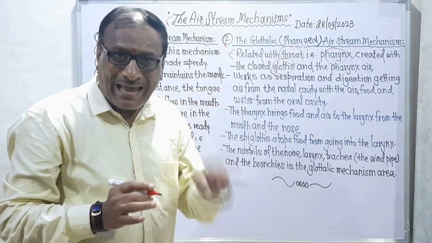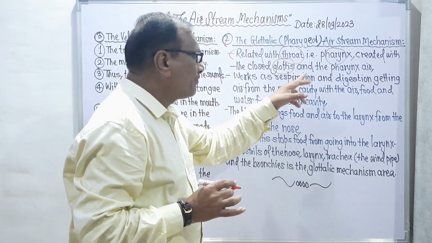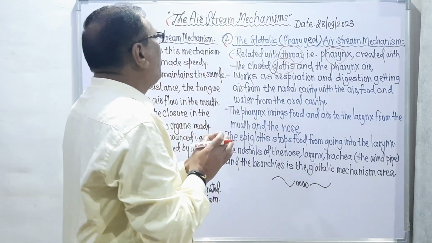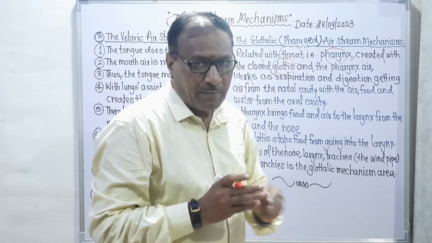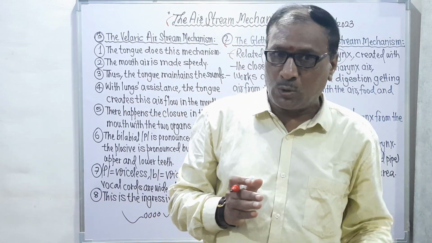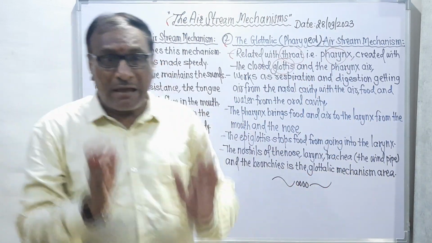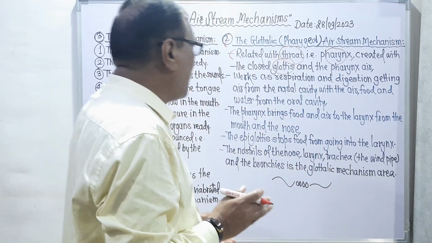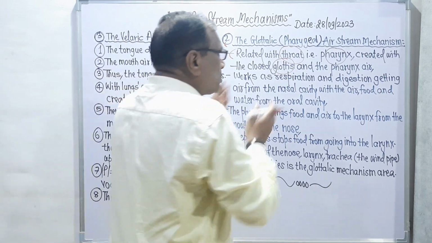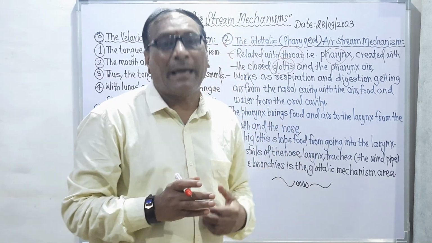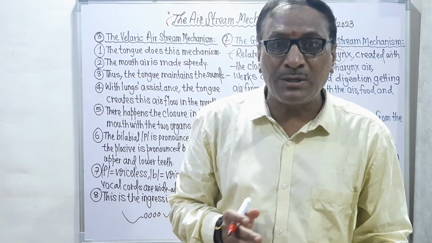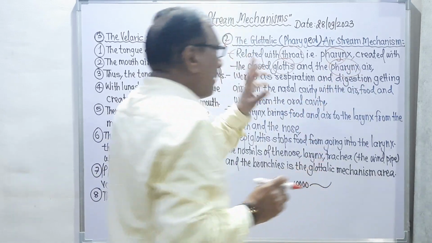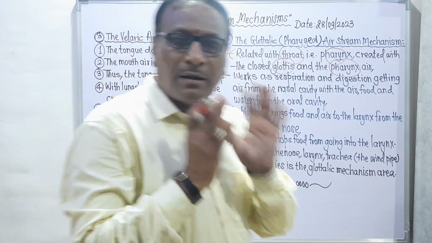Remember, when there is the glottalic airstream mechanism, it is created with the closed glottis. Means the glottis at that time is closed, and the glottis never works at that time. And this mechanism is created, and the pharynx air is available there. That is the point: the pharynx air is available there.